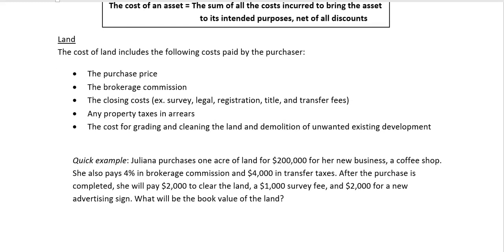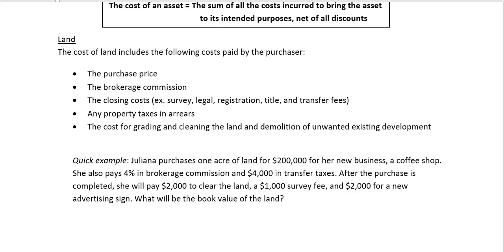Land. The cost of land includes the following costs paid by the purchaser: the purchase price, the brokerage commission, the closing costs, so surveying, legal, registration, title, and transfer fees, any property taxes in arrears, and the cost of grading and clearing the land, and demolition of unwanted existing development. So let me talk a little bit more about these last two here. First, property taxes. The idea is if the previous owner owes taxes on the property, you will have purchased it from him or her at a discount.